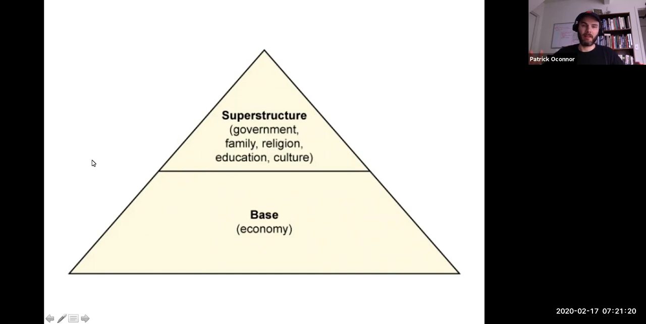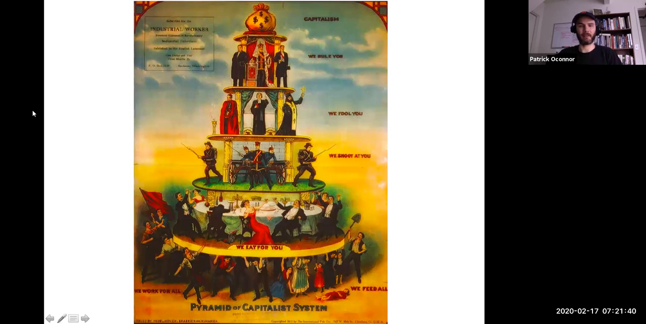And then this superstructure develops on top of all of that. And we sometimes confuse the superstructure, our government, our family relationships, our religion, our education. We confuse that for life. But Marx would say, no, that's not life. That's just a consequence of what's really important in life, which is the economic base. Okay, this is kind of a helpful pyramid for illustrating this.